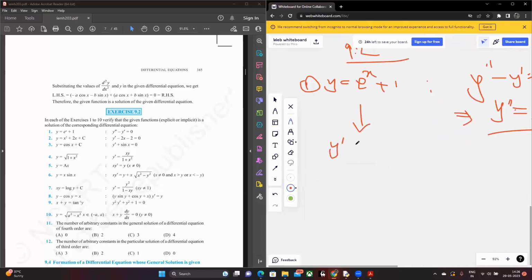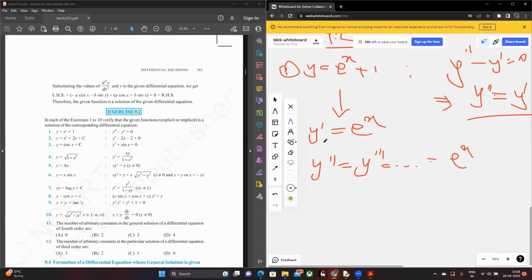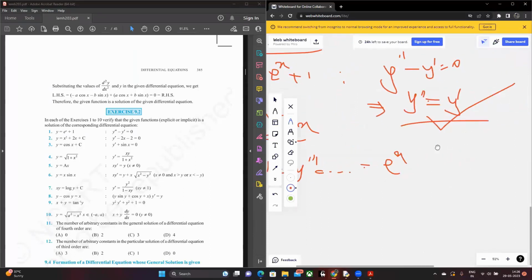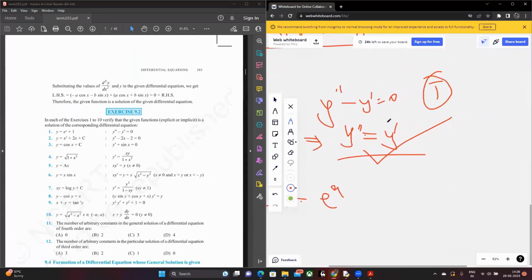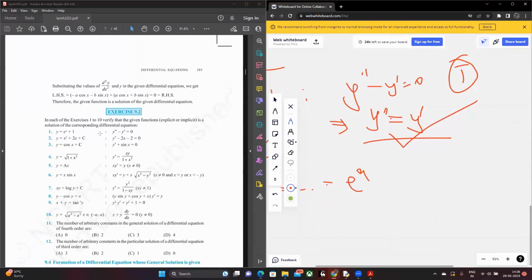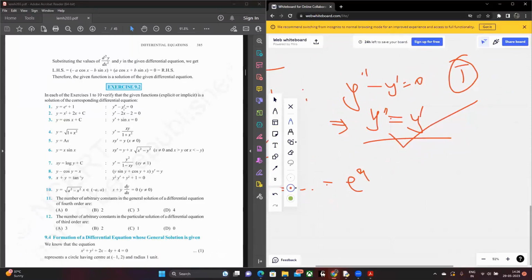From this, I can get y dash equals e power x. Basic differentiation means that you can differentiate each of these separately. d by dx of e power x is e power x, d by dx of 1 is 0 because it's a constant. And again, y double dash equals e power x, because y dash is e power x and y double dash is d by dx of y dash. So you can see that this is true, and the first one is verified. This is a solution of the corresponding differential equation.